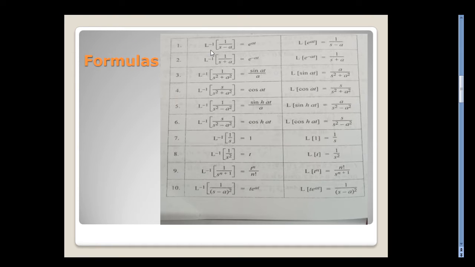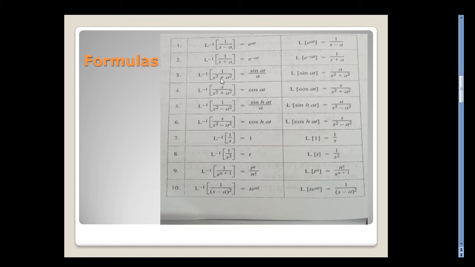We will see some formulas. L inverse of 1 by s minus a we write as e power at, which comes from the Laplace direct formula: L of e power at equal to 1 by s minus a. When I bring L to the opposite side, I get e power at equal to L inverse of 1 by s minus a. The same way, L inverse of 1 by s plus a equal to e power minus at.